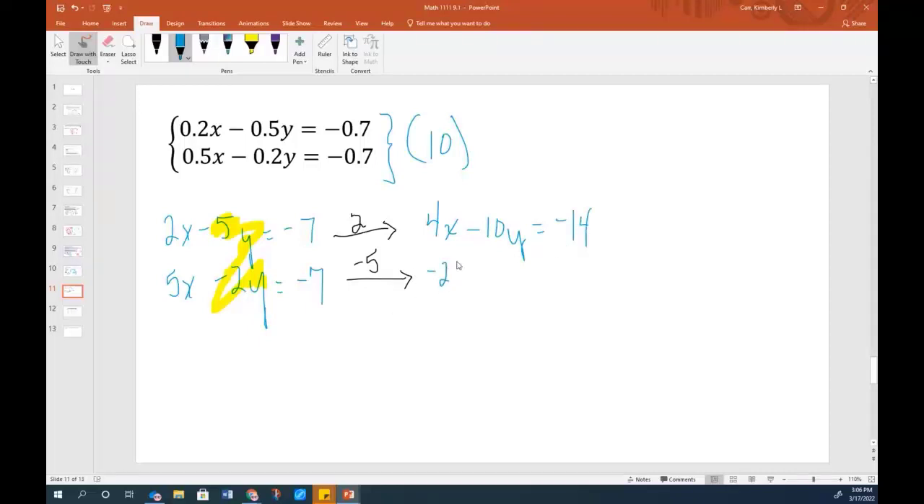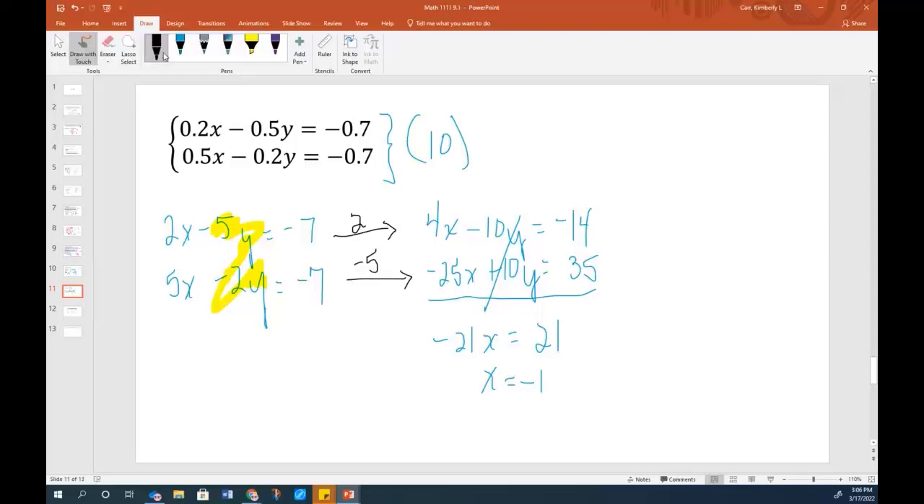And -25x plus 10y equals +35. I did get my opposites, so I draw my line. I'm going to add my equations. Those cancel. 4x and a -25x is -21x. -14 and a +35 is +21. Divide both sides by -21, and x equals -1.